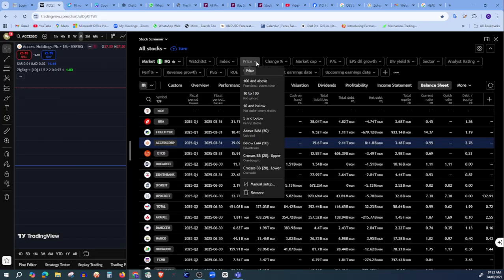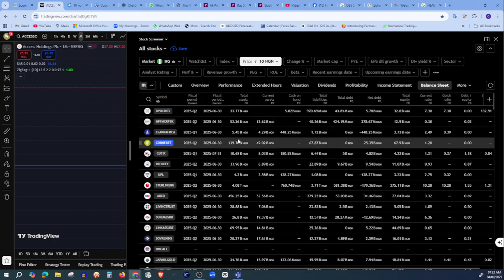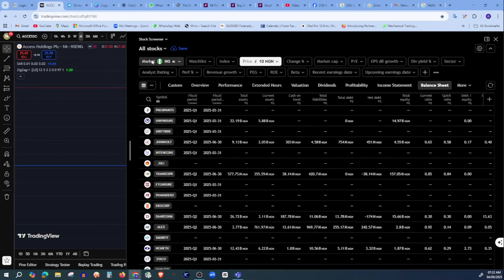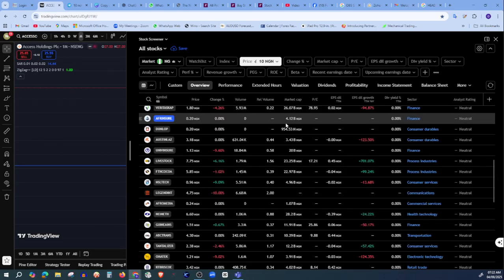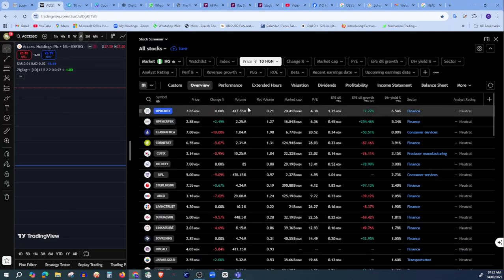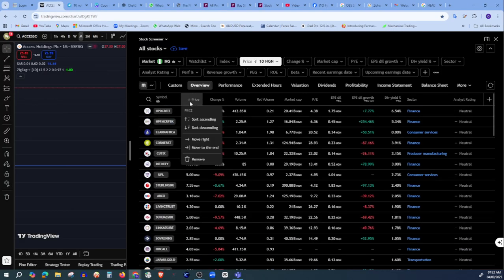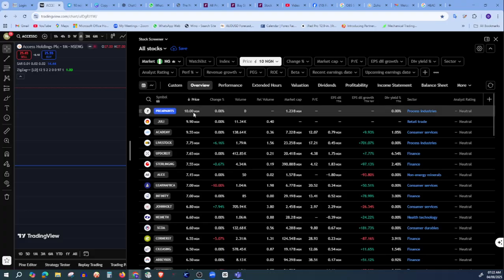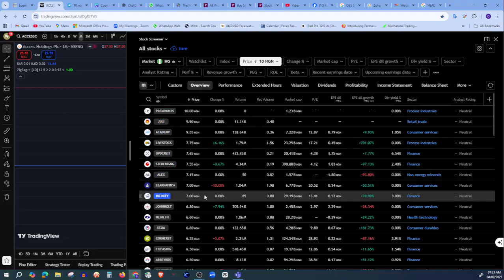Then price. This is what I can do if I want to only trade stocks that are below maybe 10 naira. Immediately I select it, it will filter out the high cap stock for me. Let me go back to overview and see the price. So all the stock that I have here are actually 10 naira and below.